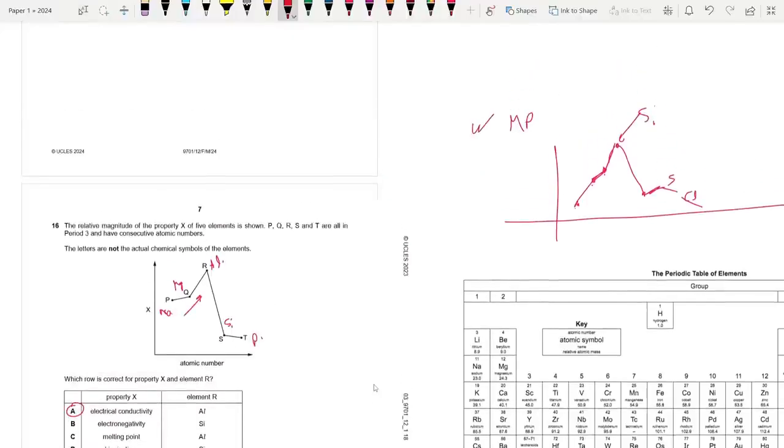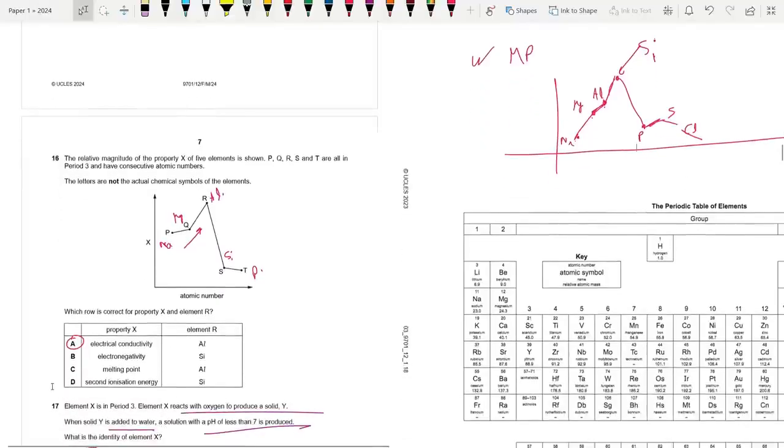For the third period, it looks like this. Sodium, magnesium, aluminium, silicon has the highest melting point because it has a giant structure. Okay, then it dips down to phosphorus, sulfur, and chlorine, which are non-metallic. Sulfur has higher melting point because it exists as S8 compared to P4 of phosphorus. All right, so it is clearly the electrical conductivity.